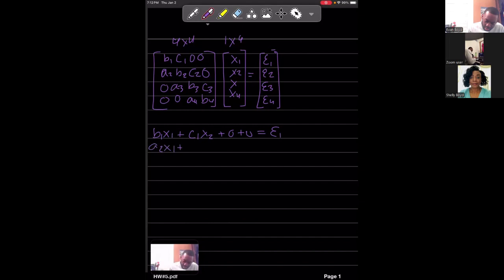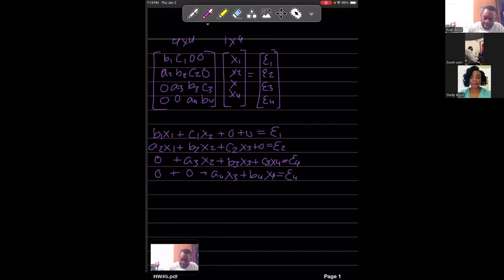A2 x1 plus B2 x2 plus C2 x3 plus 0 is equal to epsilon 2. Then 0 plus A3 x2 plus B3 x3 plus C3 x4. And then 0 plus 0 plus A4 x3 plus B4 x4 is equal to epsilon 4, row 4.